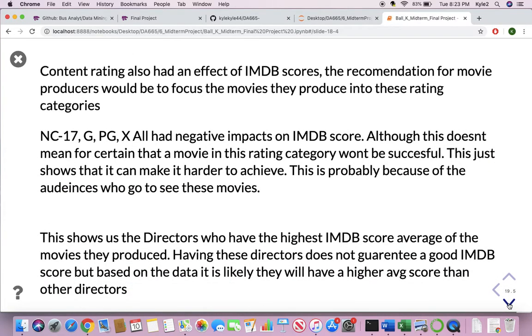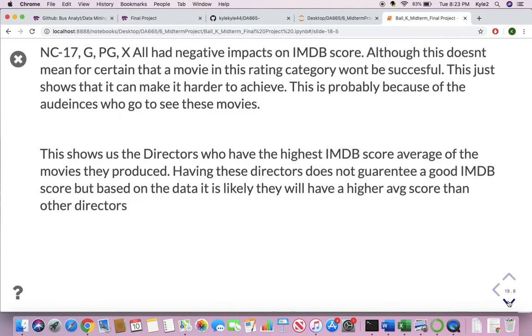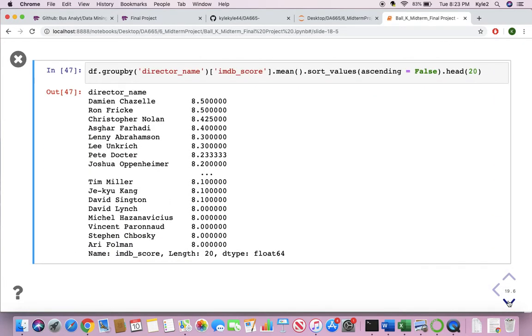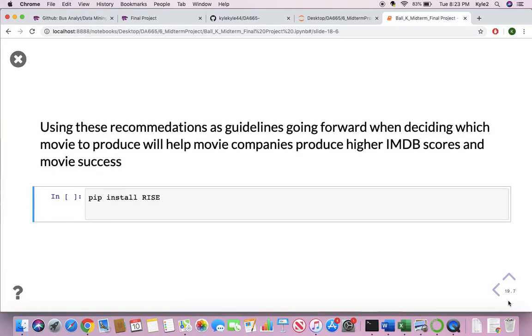Content rating is also important. I won't spend too much time on this, but these exclude certain audiences at the extreme ends, like NC-17 and X, and then G and PG. Ratings that are for a larger audience, for everybody, are the ones that did better. And then certain directors just had a lot better scores. Just look at more directors with that.